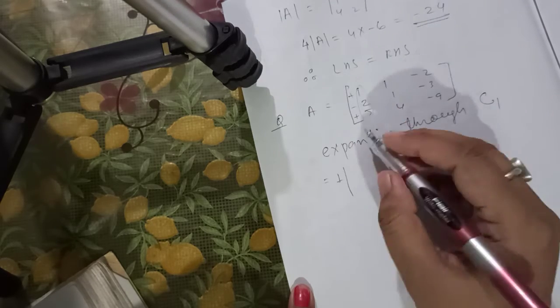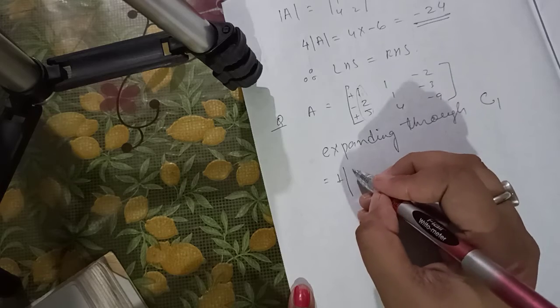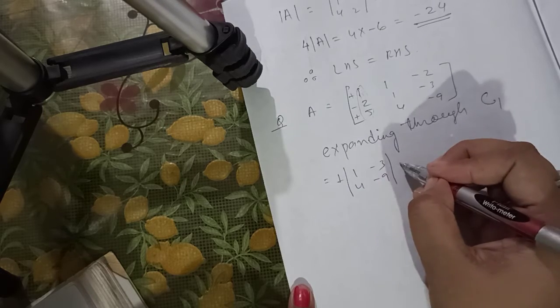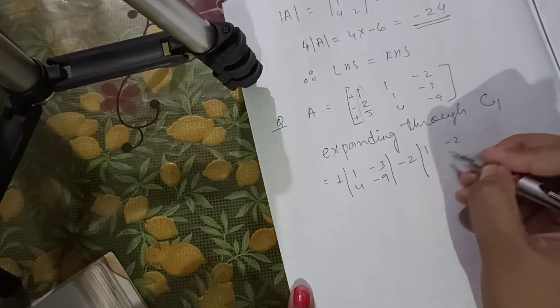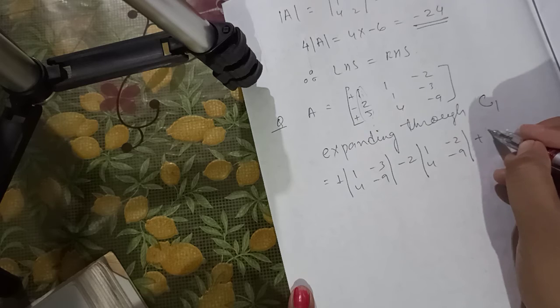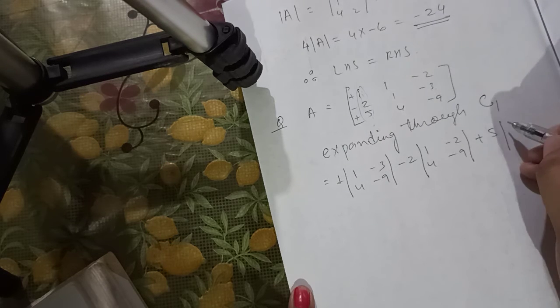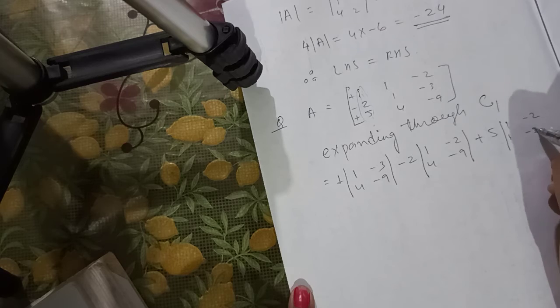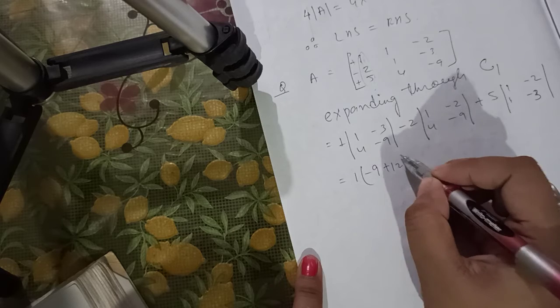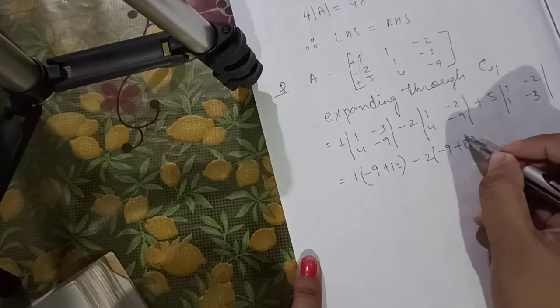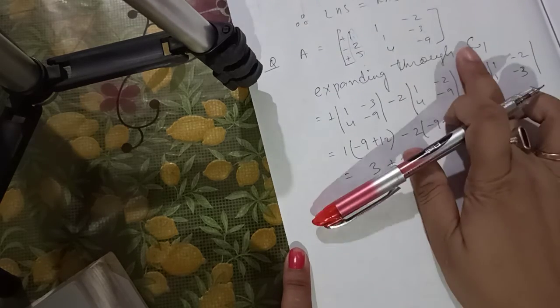When I write 1, I have to hide the first row and first column, so 1 minus 3, 4 and minus 9. Then when I write 2, you hide the second row and first column, where you will have the elements 1 minus 2, 4 and minus 9. And when I write 5, you hide the third row and first column, 1 minus 2, 1 and minus 3. So this is minus 9 plus 12, this is minus 9 plus 8, this is minus 3 plus 2. So it is 3 plus 2 minus 5. So I am getting 0 when expanding through column 1.